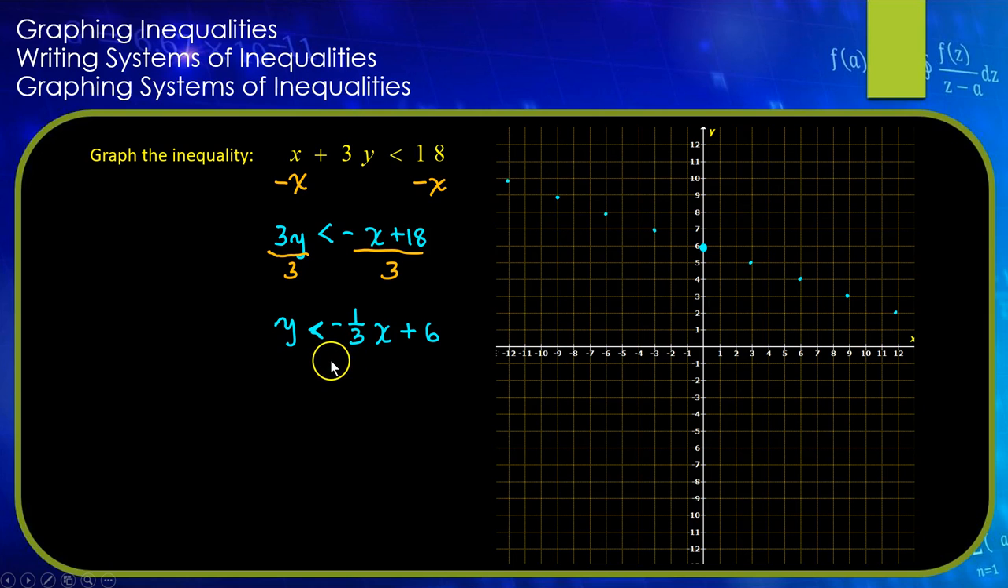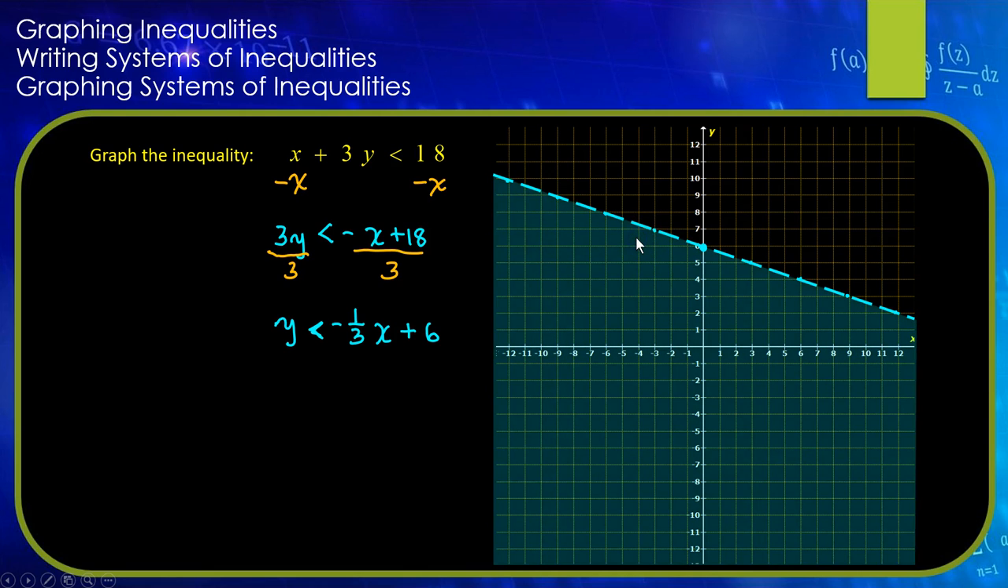And now I make the decision, is it dashed or is it solid? There's no equal to here, so it's definitely going to be dashed. And as far as where I'm going to shade, well, it says less than, so if I start at my line, I want to shade below it, less than it. So that's the region I'm going to shade. And there is the graph of the inequality.